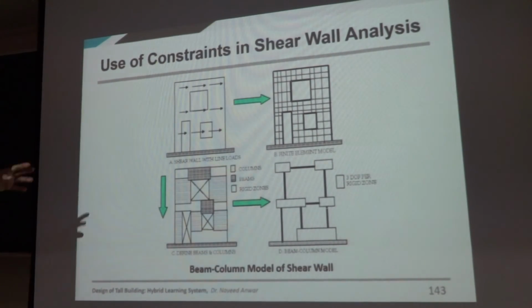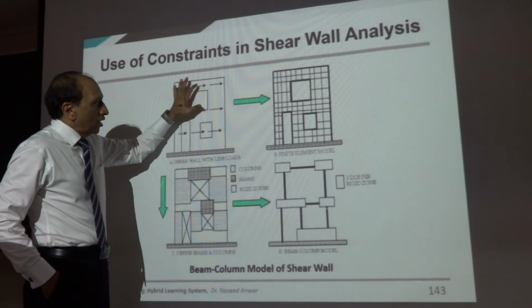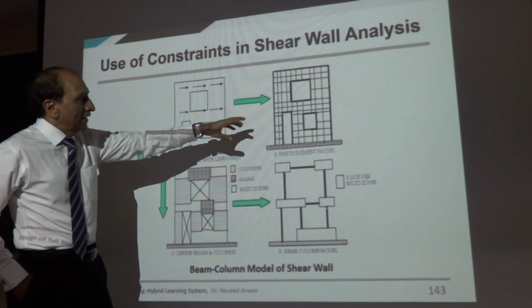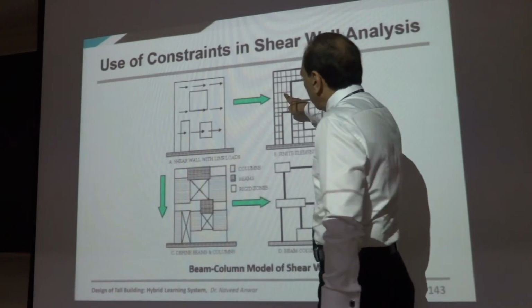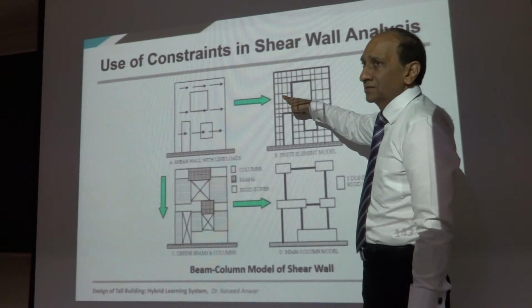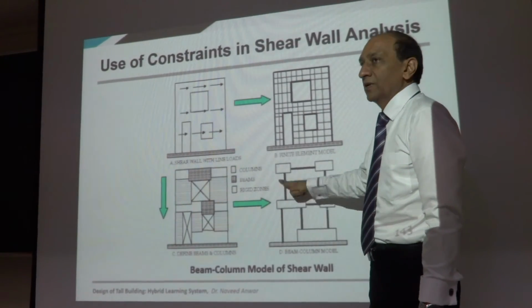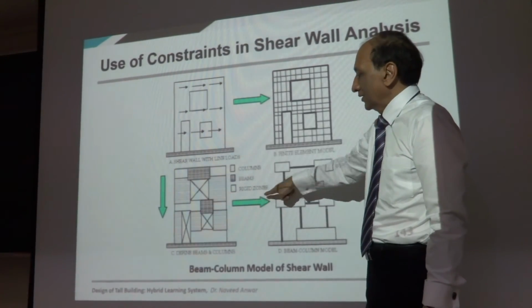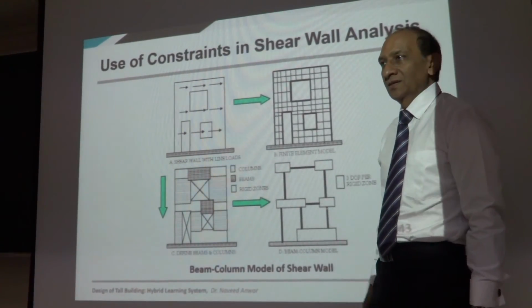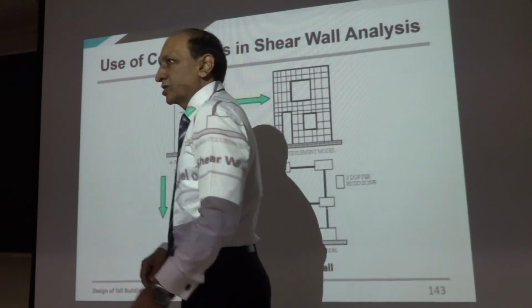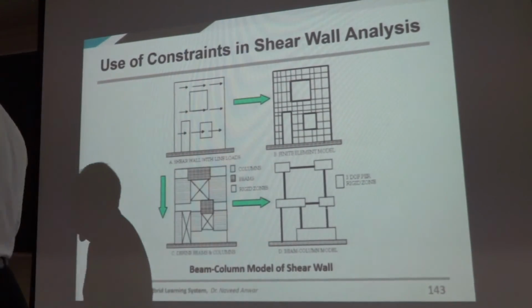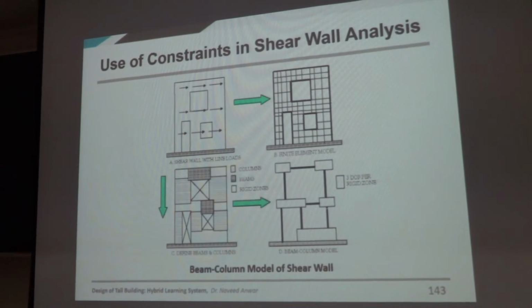You can also constrain things together to represent complicated openings and walls. Instead of using that big model of thousands of elements, you can just use a simpler line model to represent that wall by looking at how it is done. This is taken from the book by Professor Ram, I think.